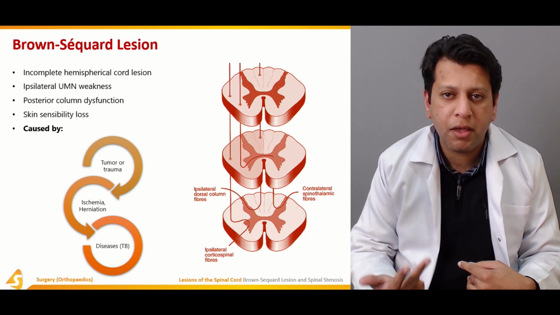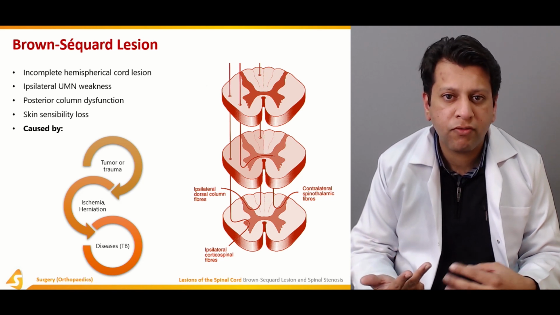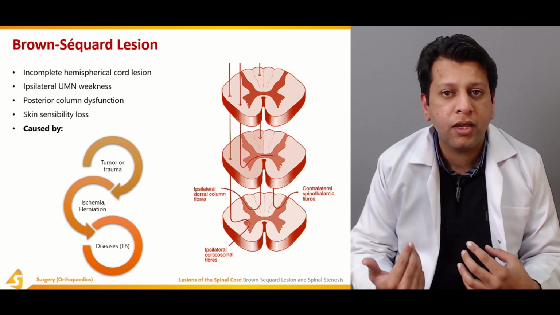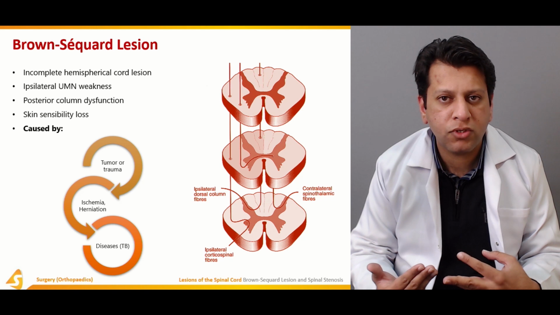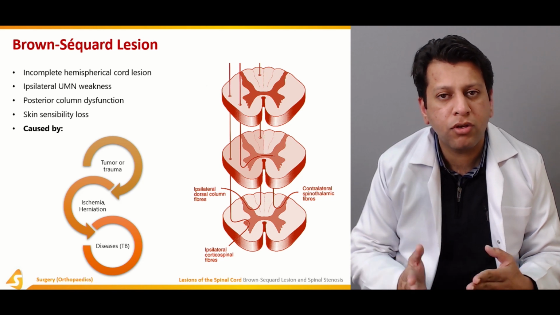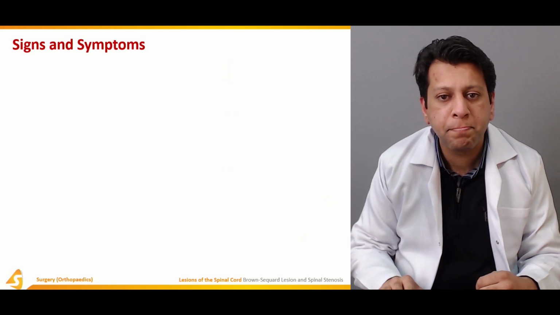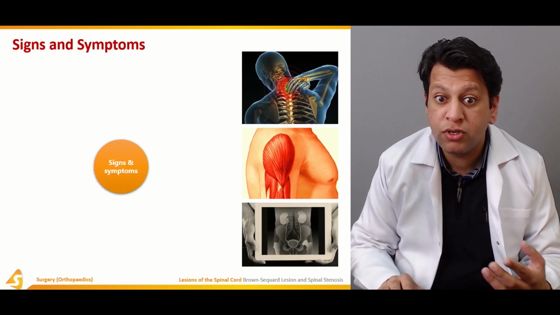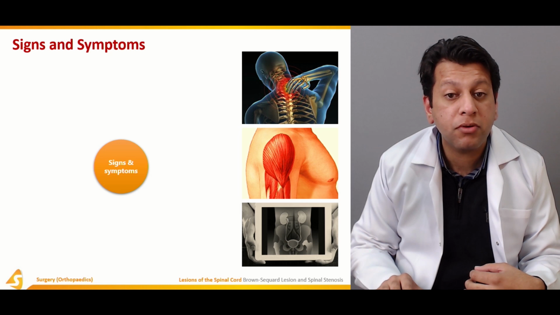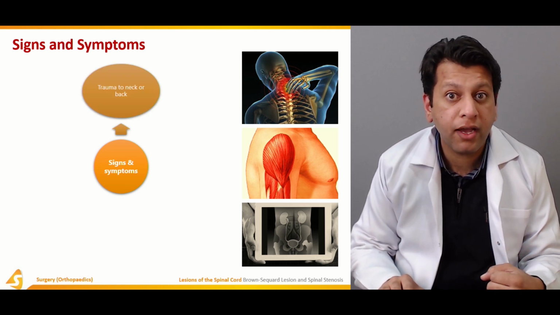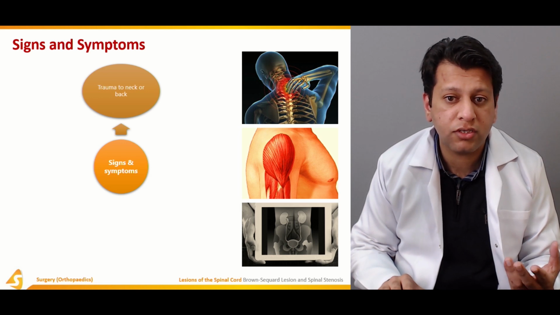The ipsilateral dorsal column is lost, therefore the fine touch, vibration sense, and light touch of the same side are gone, and the contralateral spinothalamic tract is lost. That is the loss of pain and temperature of the opposite side. So as I told you, the signs and symptoms which can present: one of the causes could be trauma to the neck or back. Classically it is usually a stab.